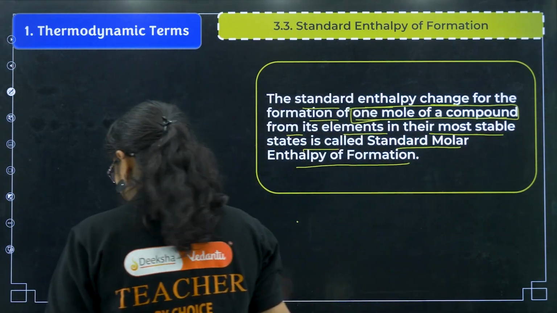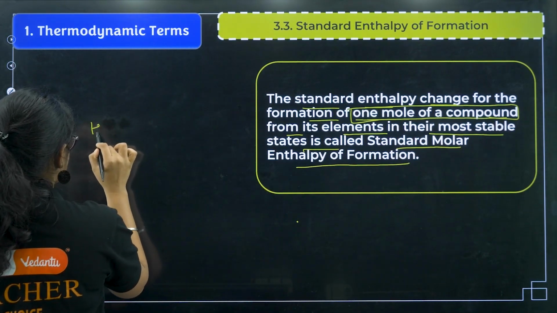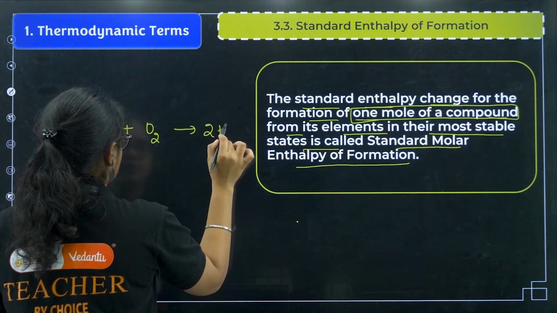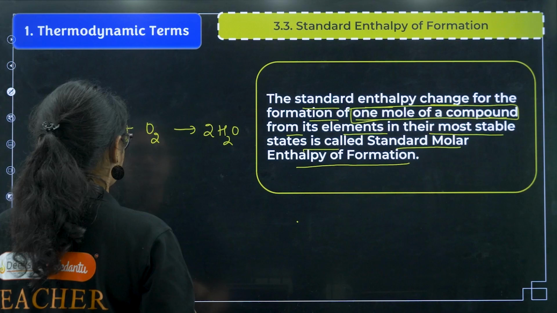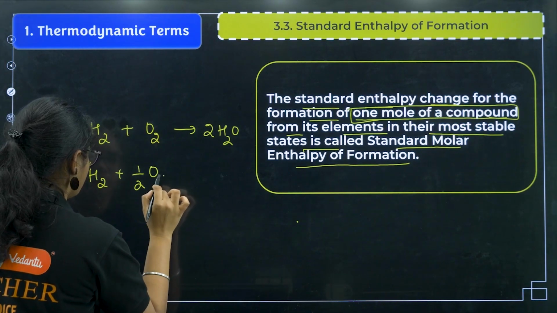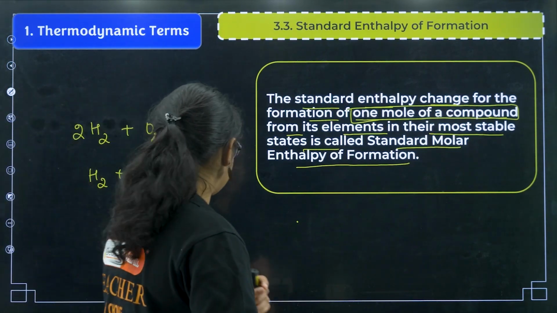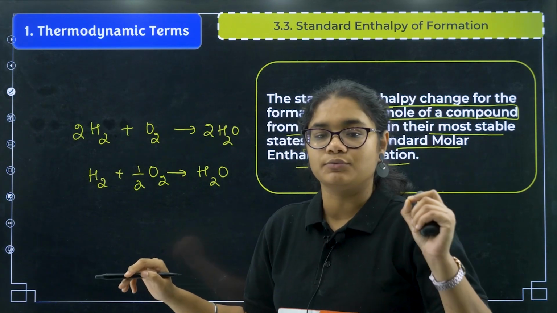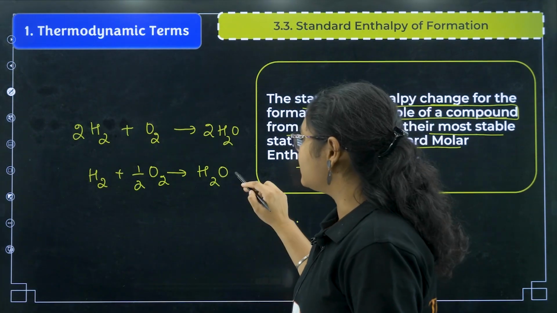Okay, now for example, if I want to write the enthalpy of formation of water, okay, so I can write like this: H2 plus half O2 gives 2H2O. Right? If I balance this reaction, this is the correct form. The another form is H2 plus half O2 is giving you H2O. Now suppose the question is asked, out of these 2 reactions, which reaction tells you about the enthalpy of formation of water? The answer to this will be this one.